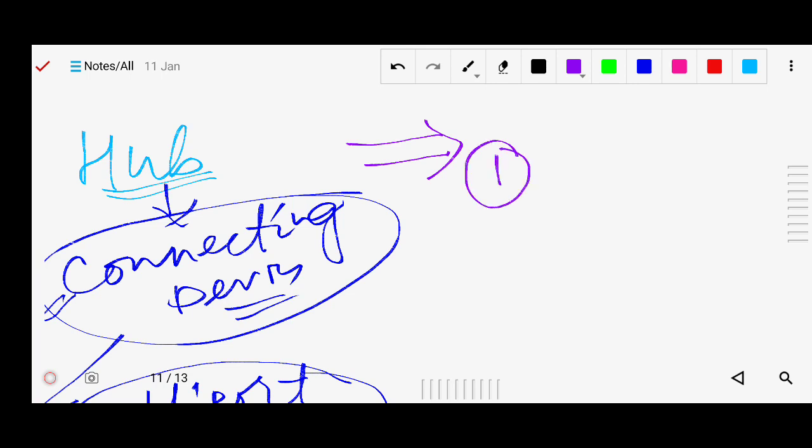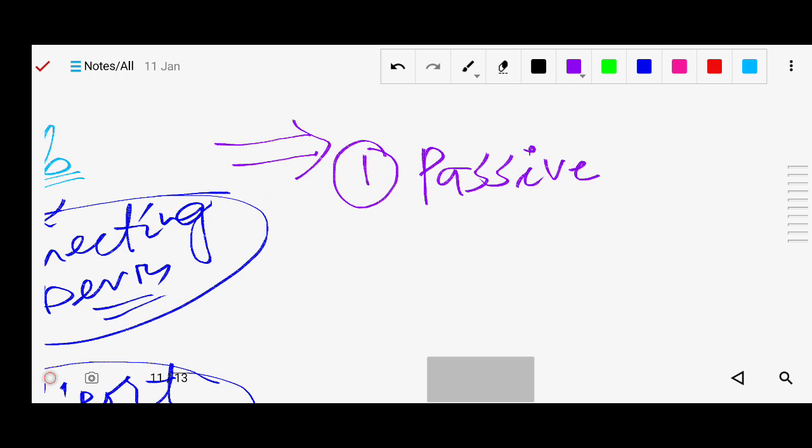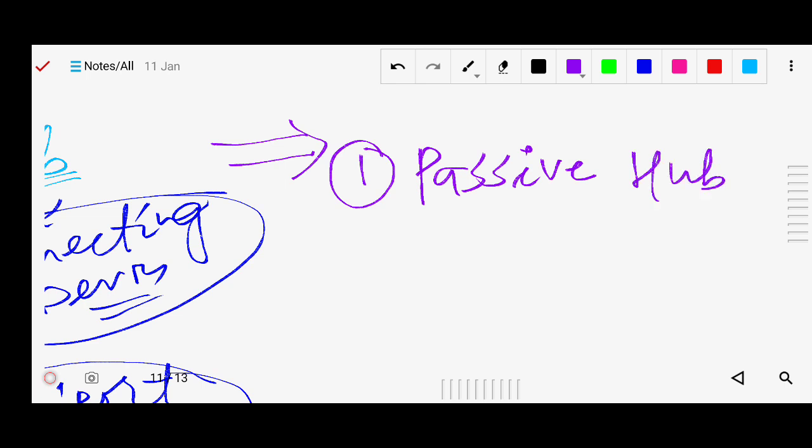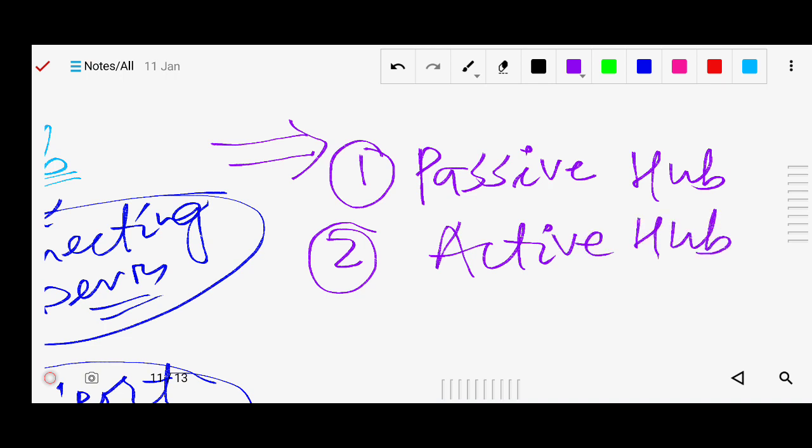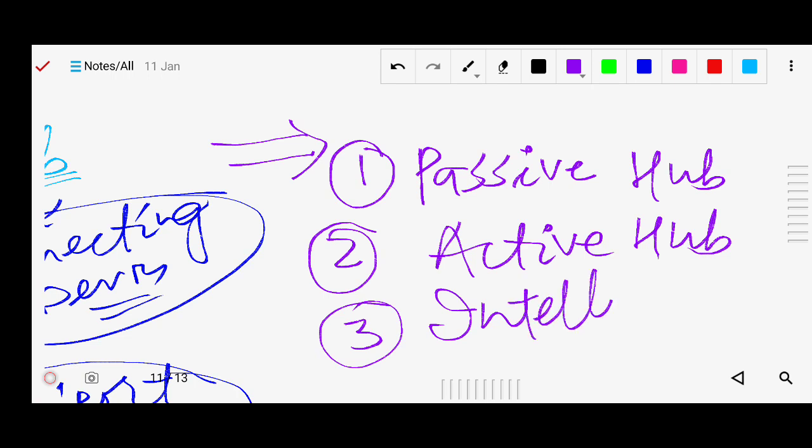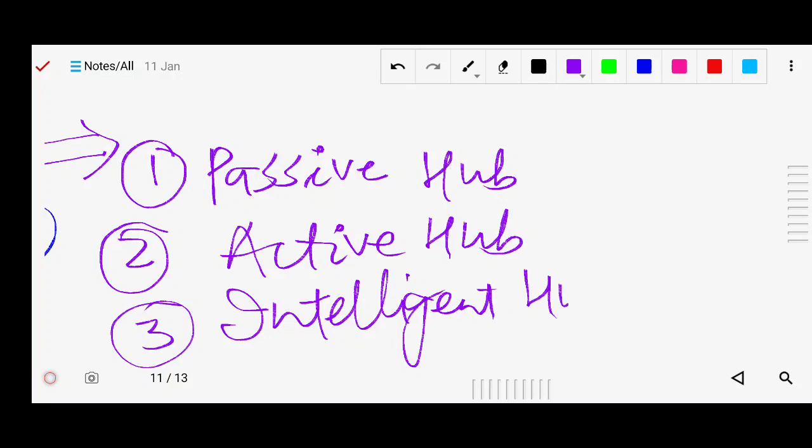The first is the passive hub. Second is the active hub, and third is the intelligent hub. So there are three types of hub: passive hub, active hub, and intelligent hub. In short, I will just give you an idea about these.